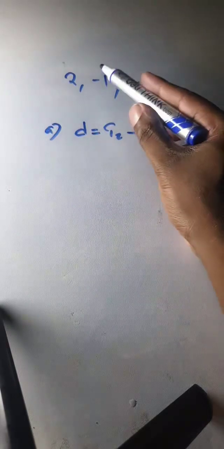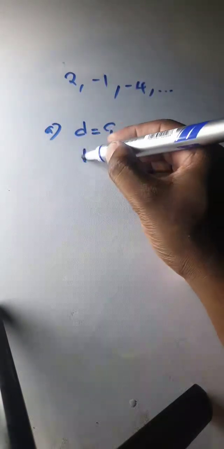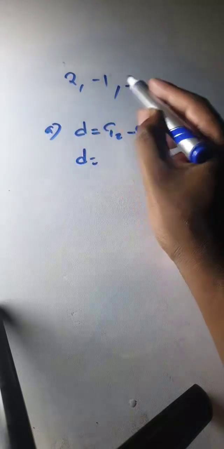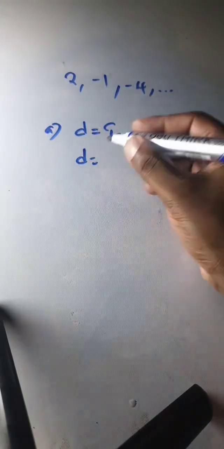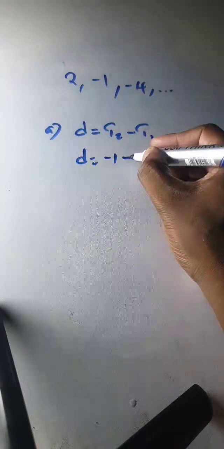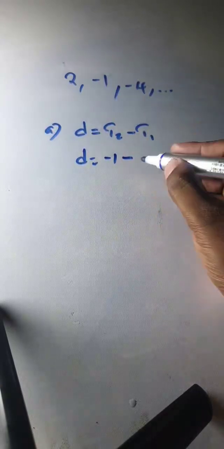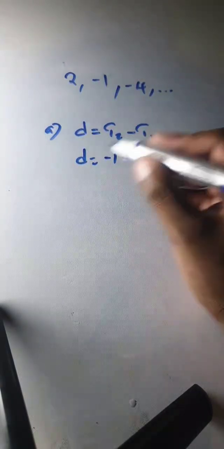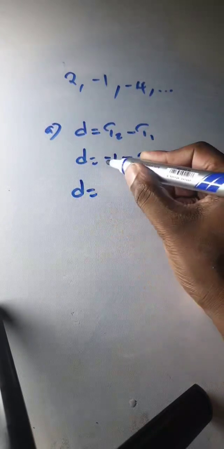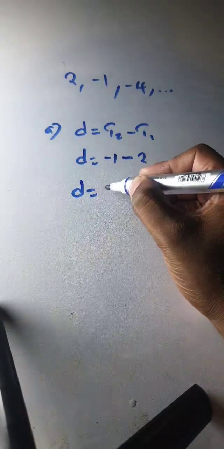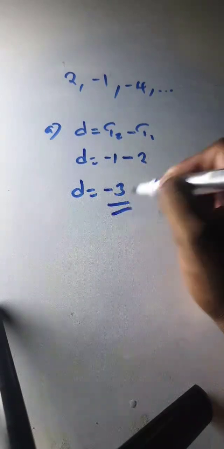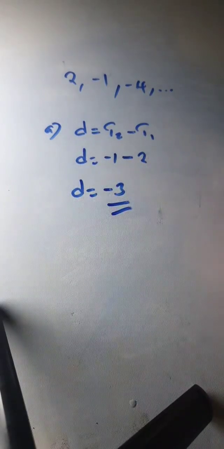So what is our second term? It's -1. We have the first term, second, third term. So -1 minus first term, which is 2. So common difference is equal to -1 minus 2, which is -3. Okay? That's how we find it.